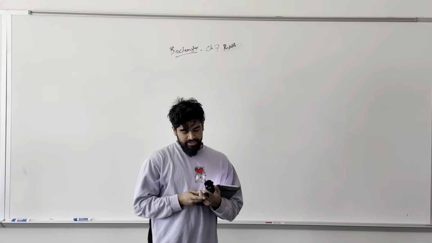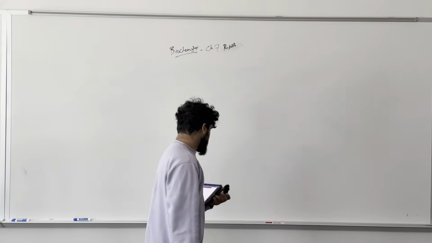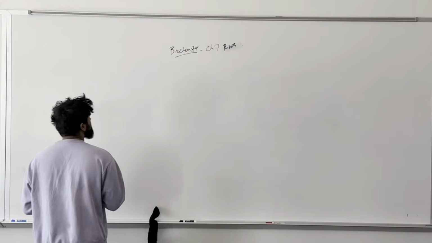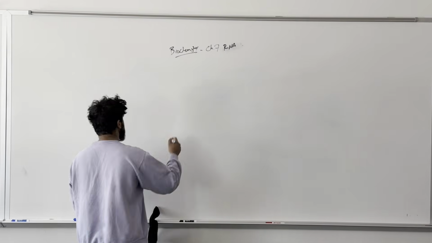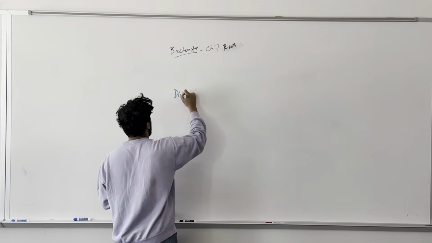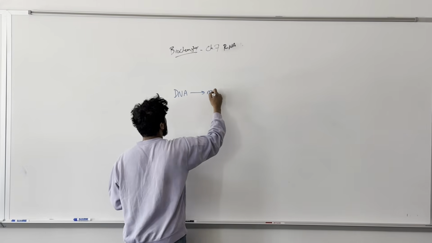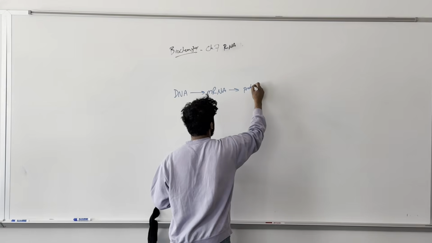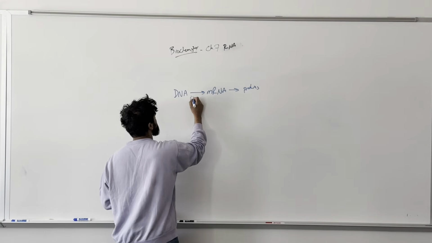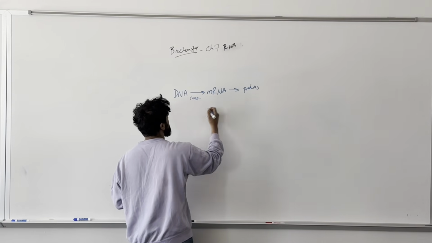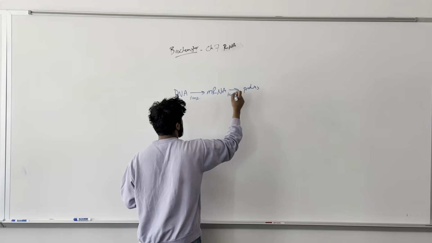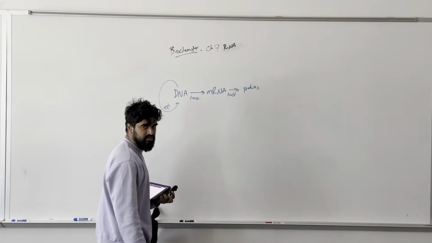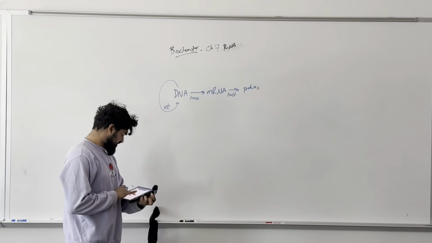Let's go back to a topic that we know very well and have beaten to death: the central dogma. We have DNA turning into mRNA, turning into proteins. This process is known as transcription. This is translation. And this is replication. This is the basic way that your body functions.